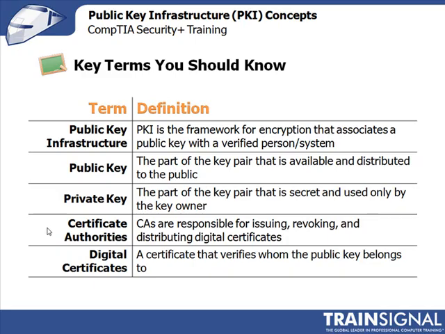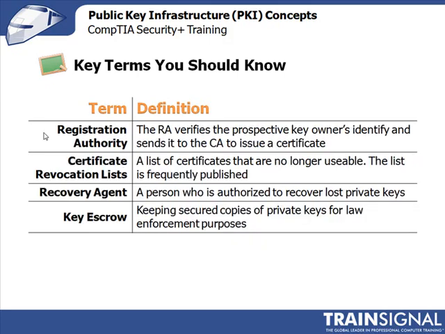Certificate authorities. CAs are responsible for issuing, revoking, and distributing digital certificates. And those are certificates that verify whom a public key belongs to. Then we have registration authority. The RA verifies the prospective key owner's identity and sends it to the CA to issue a cert. Certificate revocation lists. That's a frequently published list of certificates that are no longer usable for a variety of reasons. Recovery agent is a person who is authorized to recover lost private keys in certain cases. And last, key escrow, keeping secured copies of private keys for law enforcement purposes.